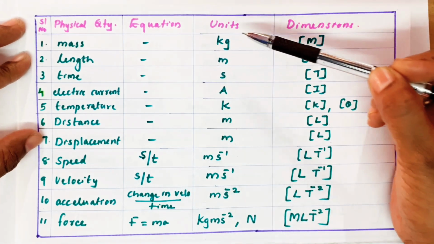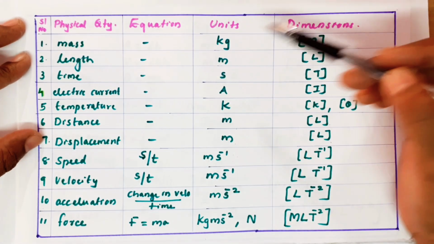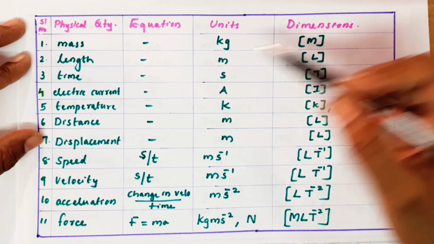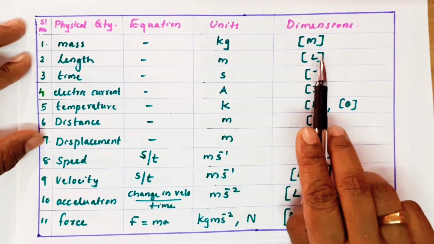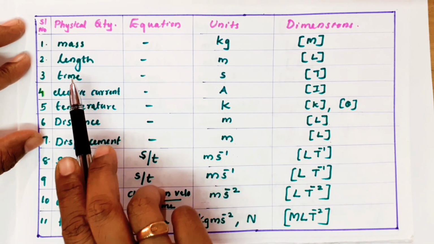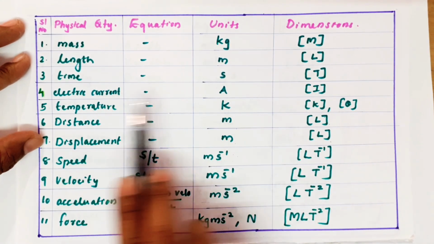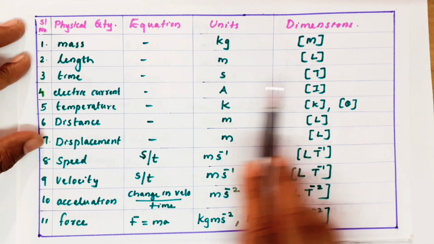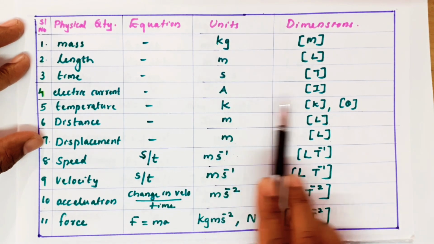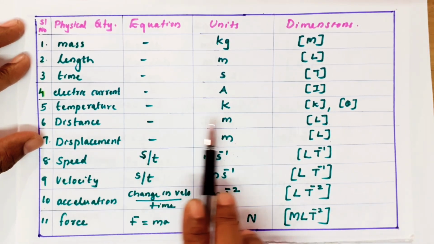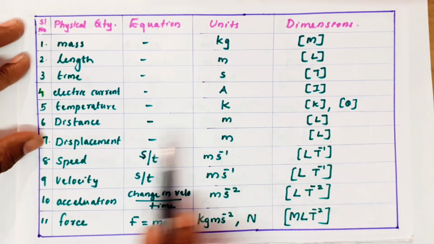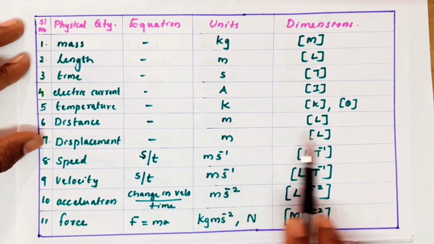Mass, the SI unit of mass is kilogram and dimension is M. Length, meter, dimension L. Time, second, dimension T. Electric current, ampere, I. Temperature, Kelvin, K. Distance, meter, dimension L. Displacement, meter, L.